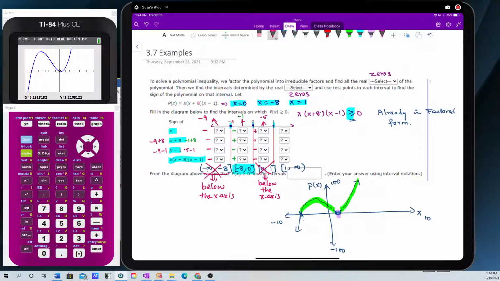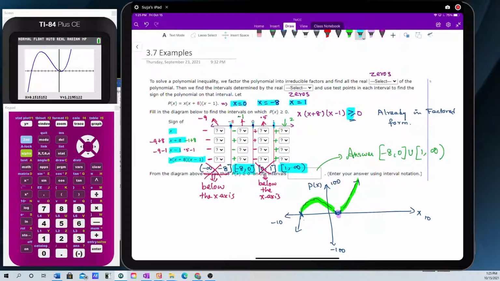Okay. Repeat the same process for the rightmost interval. I'm going to pick like a 2. So 2, this will be positive. This would be positive. This would be positive again because 2 minus 1 is 1, right? Positive. So therefore the product should be positive, which is telling me that this should be in the answer too. So the final answer to this question is, whatever goes here, needs to be from -8 to 0 union 1 comma infinity, in parentheses.